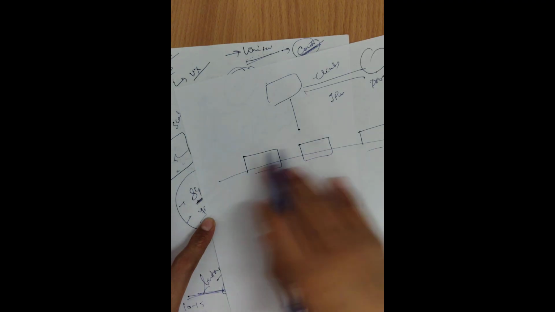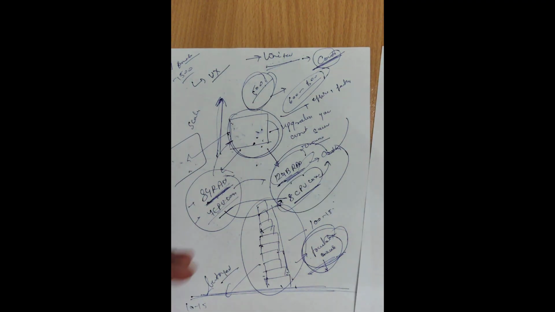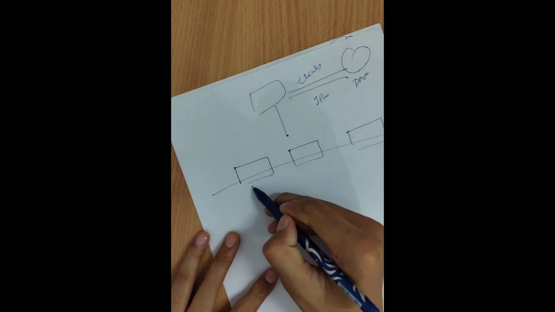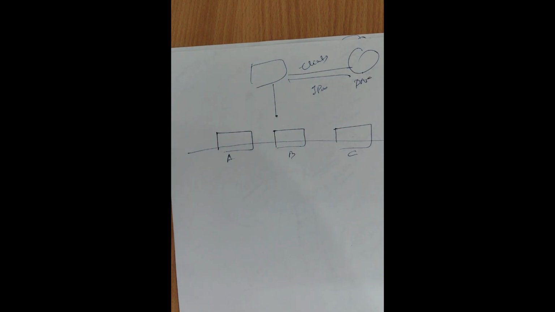We are horizontally increasing the number of servers. In vertical scaling, we were just upgrading the resources of one single server machine. But in horizontal scaling, we are using multiple servers. This is server A, server B, server C. Now in horizontal scaling, we can increase the number of servers depending upon your project. There is no limit, it totally depends upon your project, right?